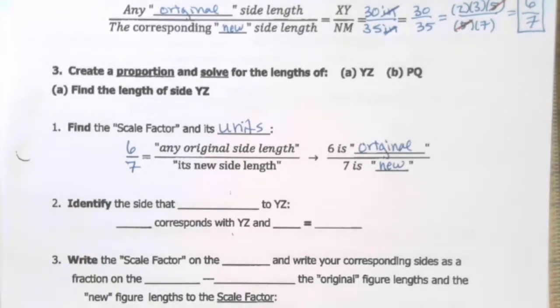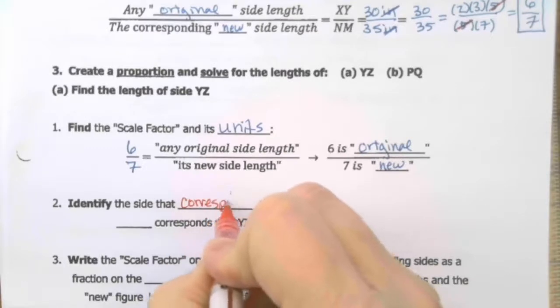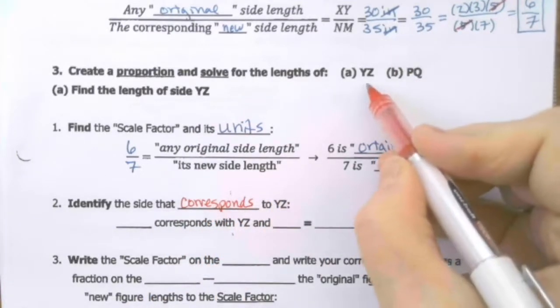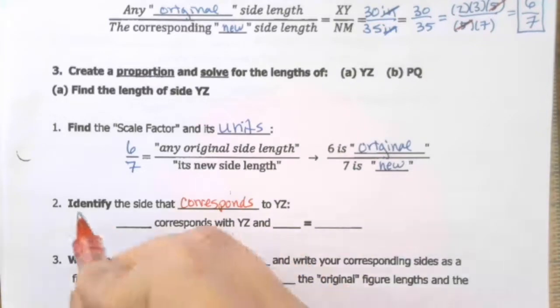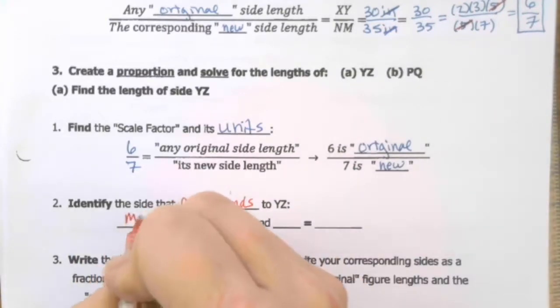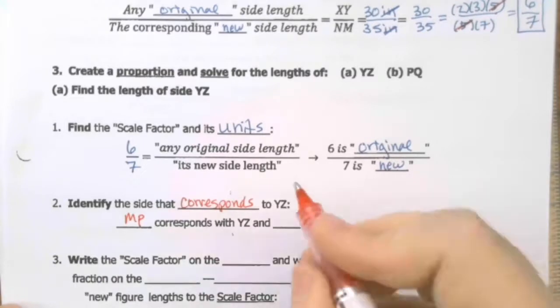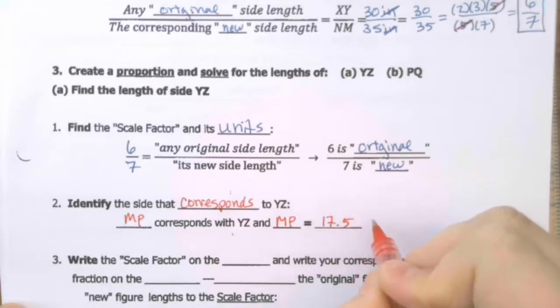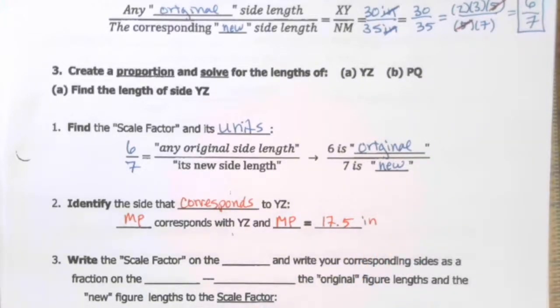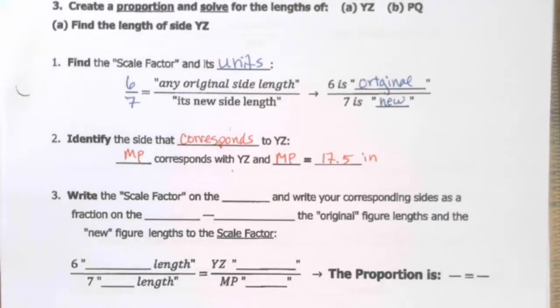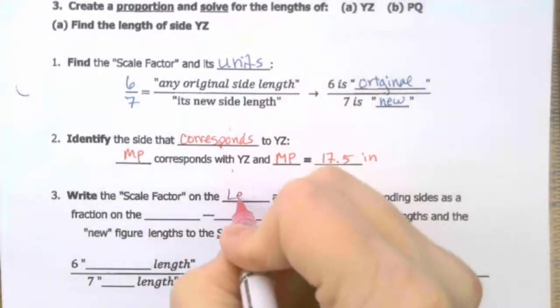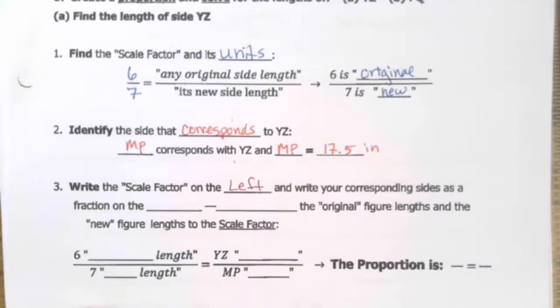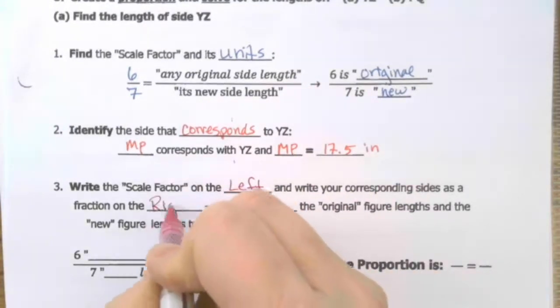Okay, step 2, identify the side that corresponds to YZ, which is the first one we're trying to find. On the drawings up top, side MP corresponds to YZ, and we know that the measure of MP is 17.5 inches because that's what it says on the drawing. So we've identified the side that corresponds to the one we want.